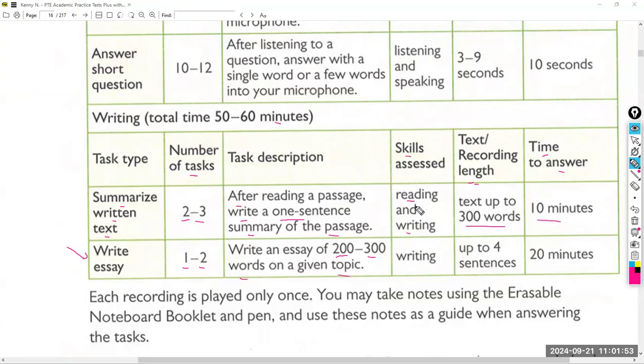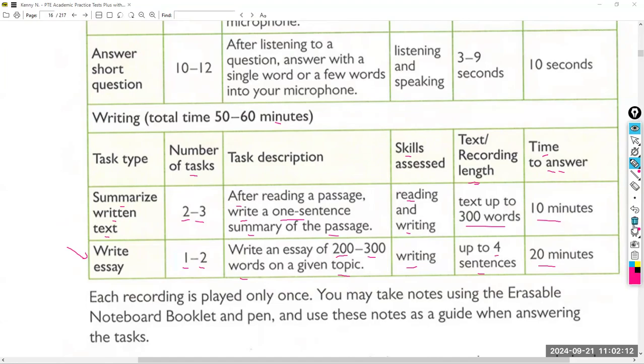Absolutely, the skill I need is writing. I have to write. Now, the length of the text or recording is about up to 4 sentences. And absolutely the time I need to finish writing the essay or the 2 essays is 20 minutes.